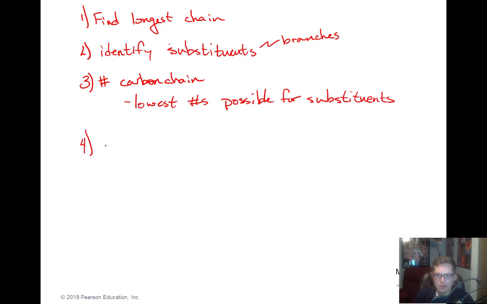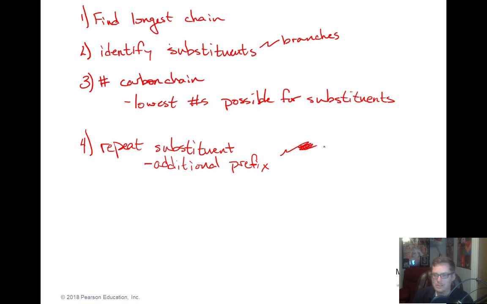If the substituent appears more than once, a repeat substituent, you have to add an additional prefix, and these use the molecular prefixes. Mono doesn't exist here because then it wouldn't be a repeat, so it would be di, tri, tetra. So at least you didn't memorize them for nothing for organic chemistry.